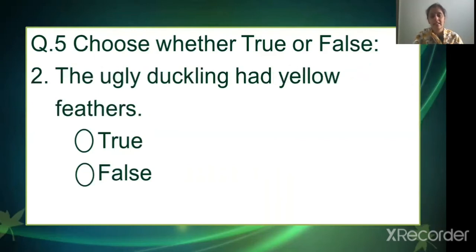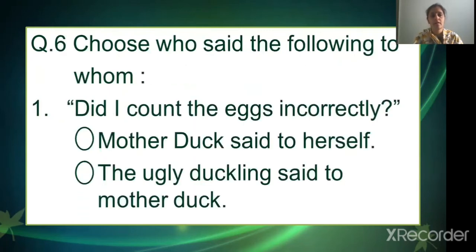Clear? Let's see the next statement. The ugly duckling had yellow feathers. Did the ugly duckling have yellow feathers? No, it had gray feathers, right? So again, this statement here is wrong. So false. Clear? Let's go to the next question.